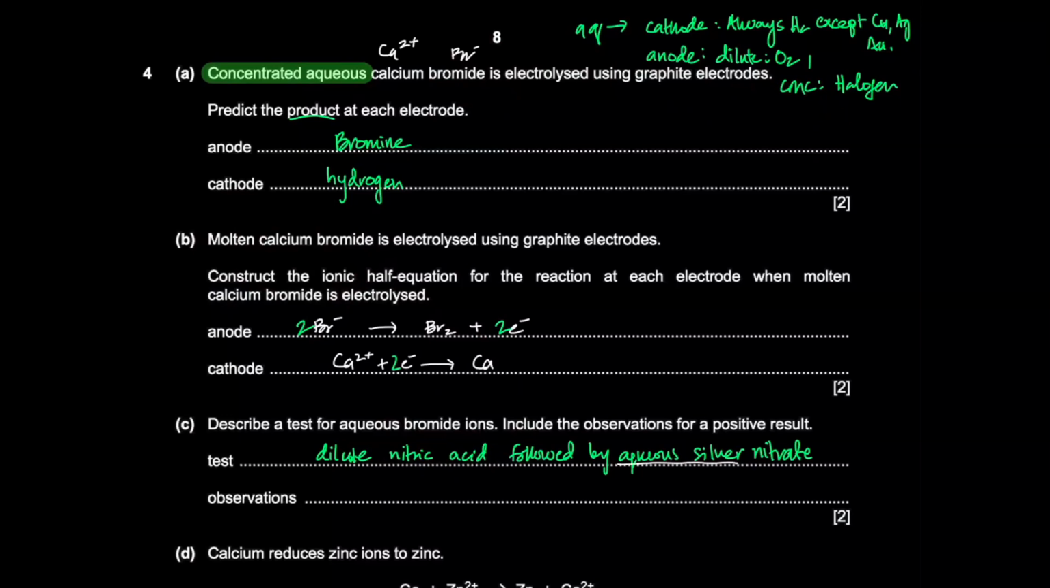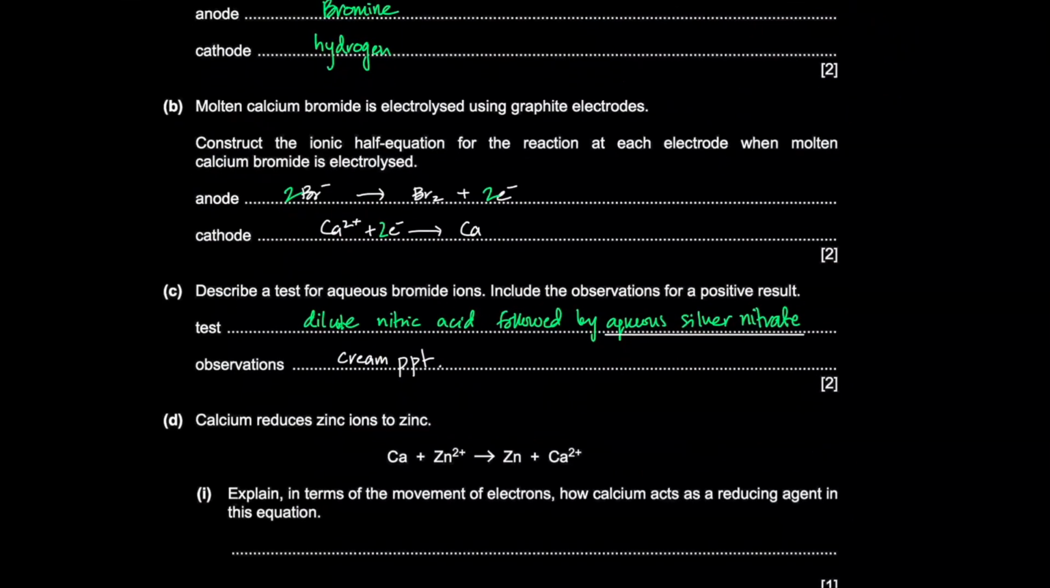The key part over here is saying silver nitrate. The full reagent is dilute nitric acid followed by aqueous silver nitrate, and the observation is you're going to see a cream precipitate with bromide. Chloride gives white, bromide is cream, and iodide is going to be yellow.